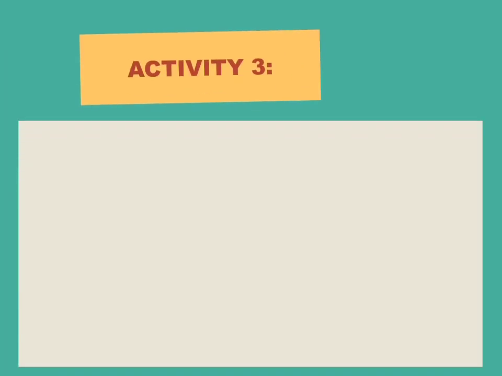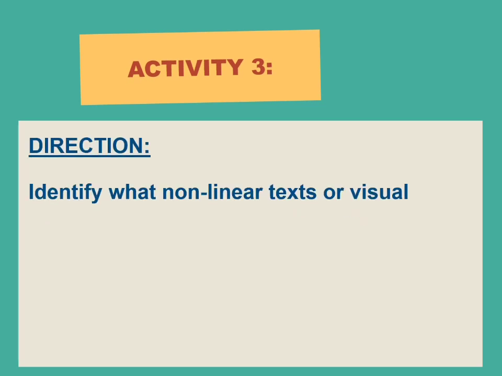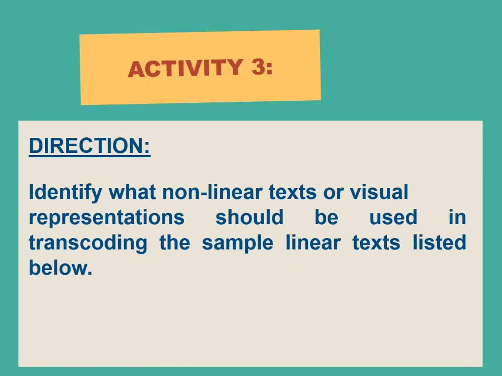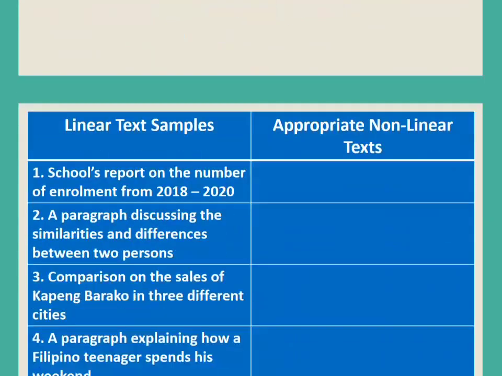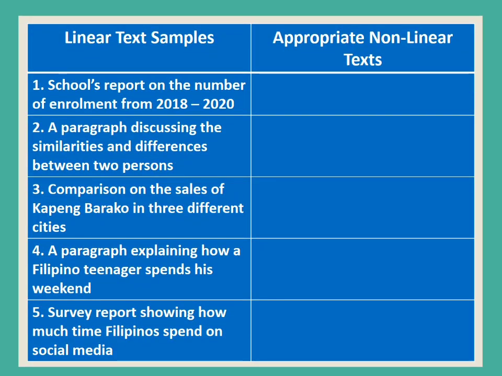Did you understand the lesson on transcoding linear to nonlinear text and vice versa? That is marvelous! Now, it's time to perform Activity 3. Identify what nonlinear text or visual representation should be used in transcoding the sample linear text listed below. Number 1. School's report on the number of enrollment from 2018 to 2020. Number 2. A paragraph discussing the similarities and differences between two persons.